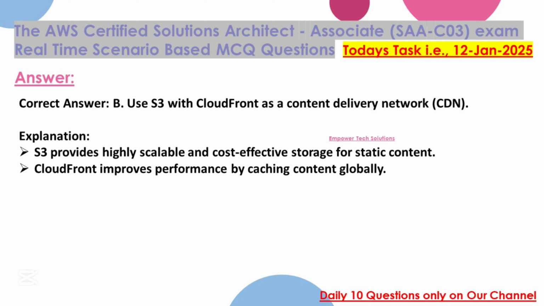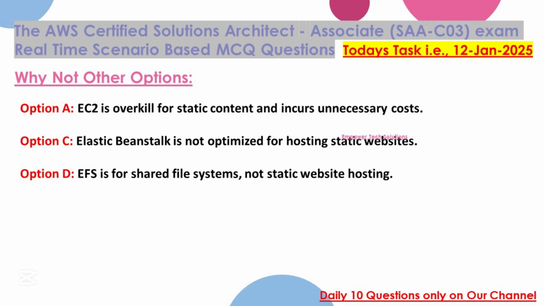Explanation: S3 provides highly scalable and cost-effective storage for static content. CloudFront improves performance by caching content globally. Why not other options? Option A. EC2 is overkill for static content and incurs unnecessary costs.